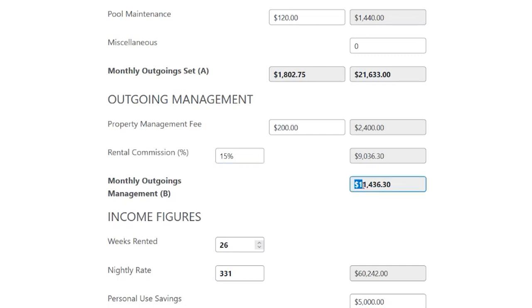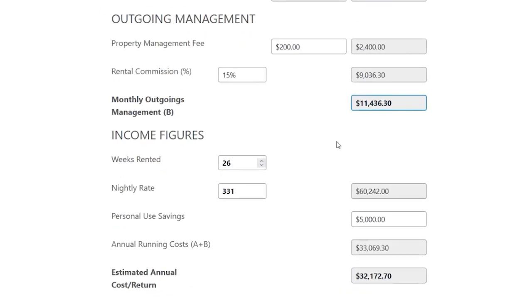And that number is going to be dependent on the next section, which is income figures. So income figures is probably the part that most people struggle with. How many weeks will my property rent, and what is the nightly rate? So let's delve into that a little bit. For this particular example, I have set the weeks rented at 26. That's 50%. So 50% occupancy is 26 weeks a year. And that's very achievable. So we'll put that in there as such.